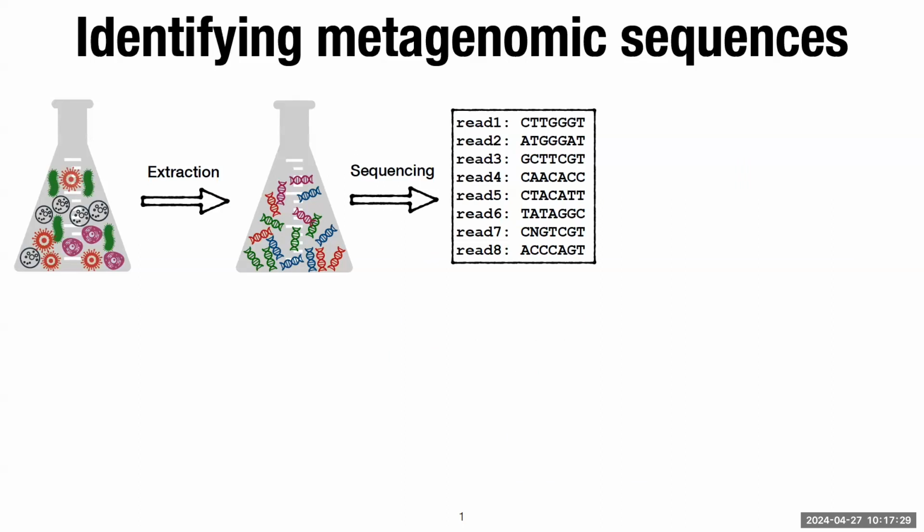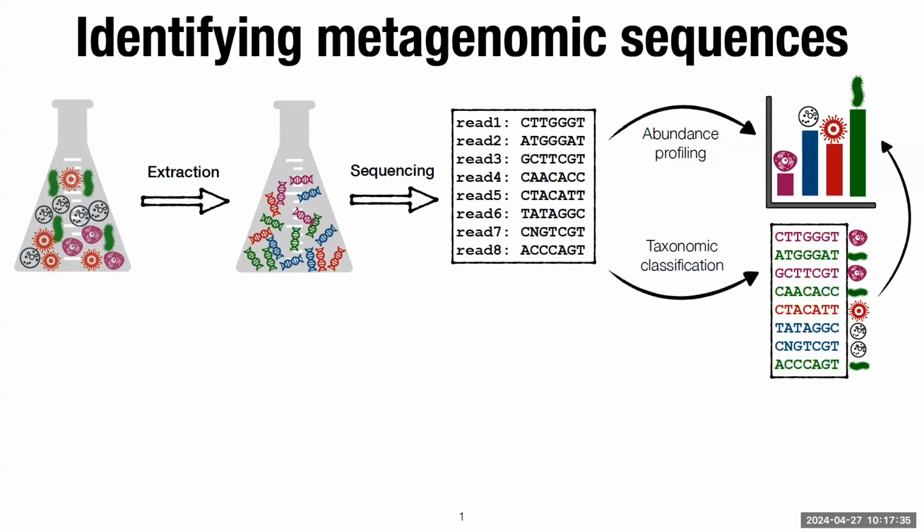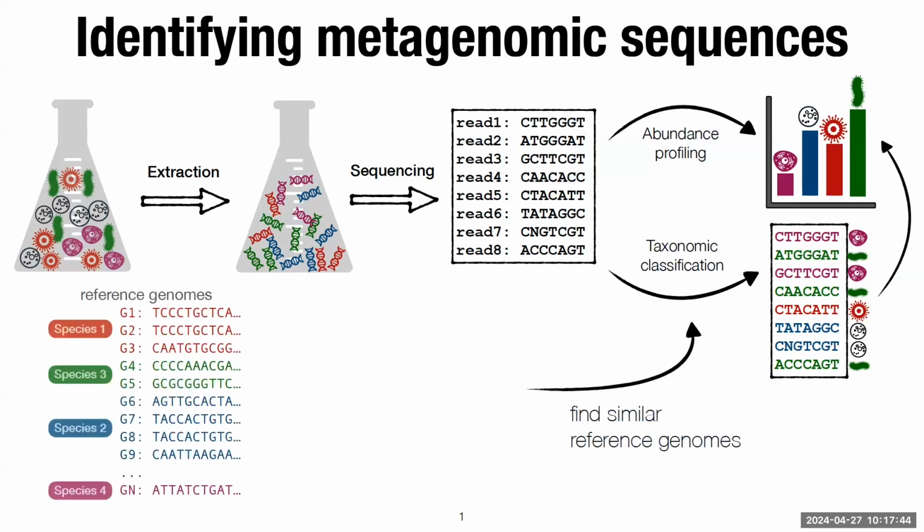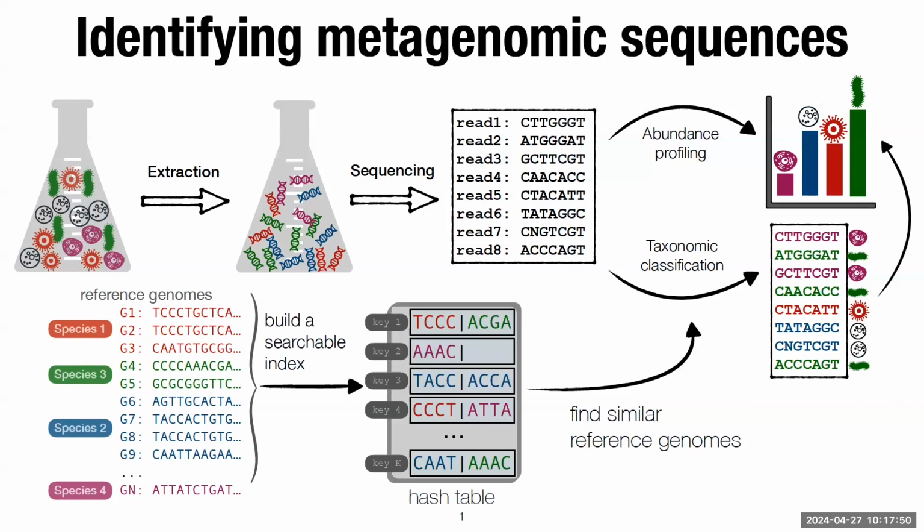In the context of metagenomics, we have a complex environmental sample, we sequence it, and we end up with a bunch of reads. Then we can either try to assign a taxon ID to each of these reads, or we can try to estimate the overall taxonomic composition of the sample. Whatever we do, we have to find some similar reference genomes to these reads. One popular way to do that is to build a searchable index, for example, a hash table using k-mers, and then you can search similar genomes using these k-mers in a fast manner.